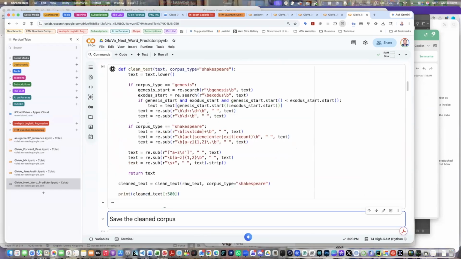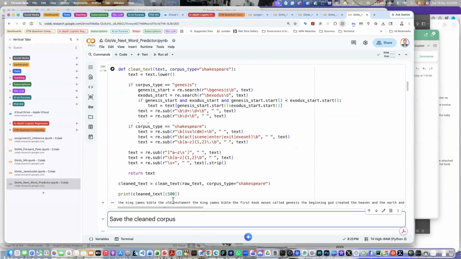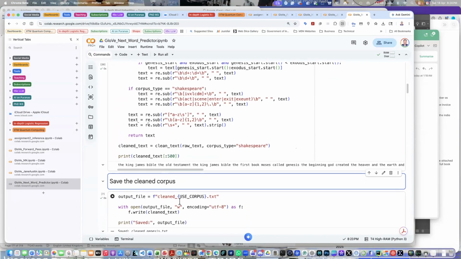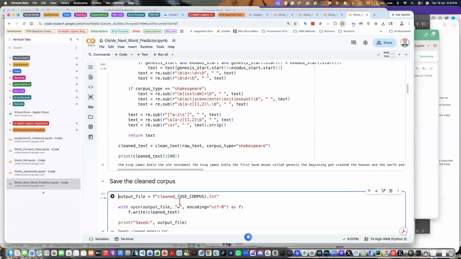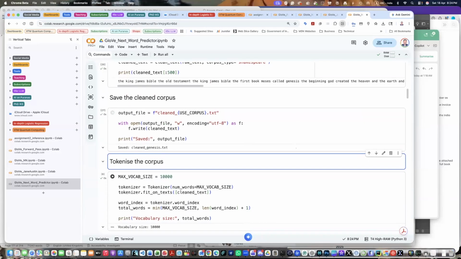So I do some cleaning up. So I remove. So right now I have, after cleaning up, this kind of text, the King James Bible, Old Testament, etc., and all kind of stuff. And then I save the output.